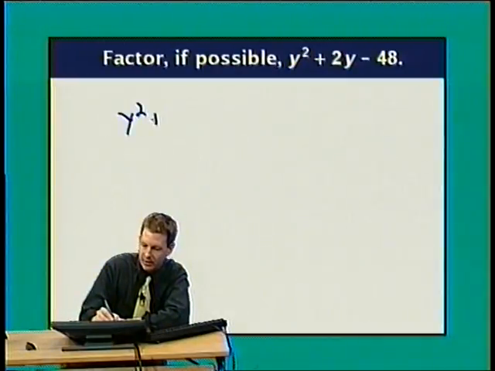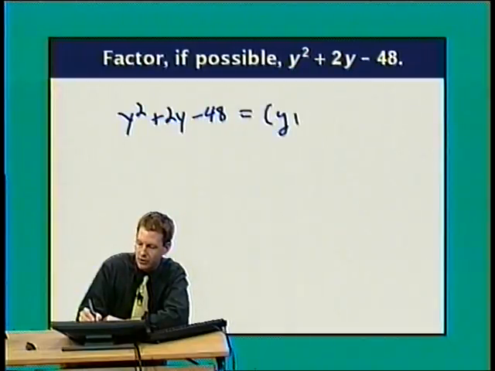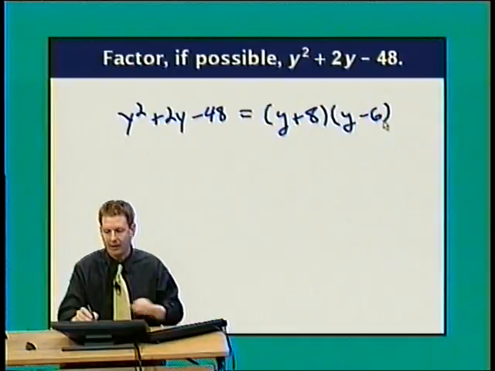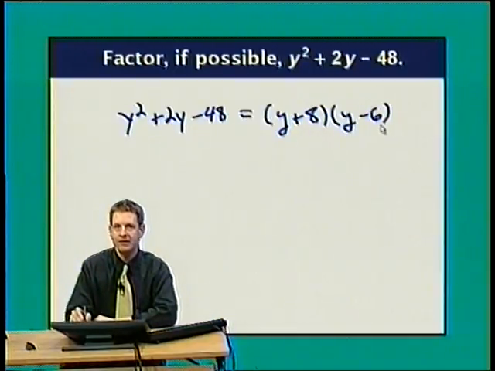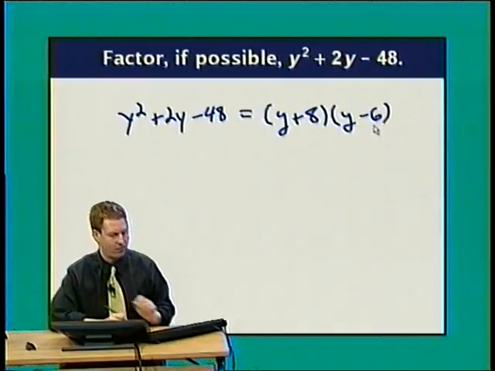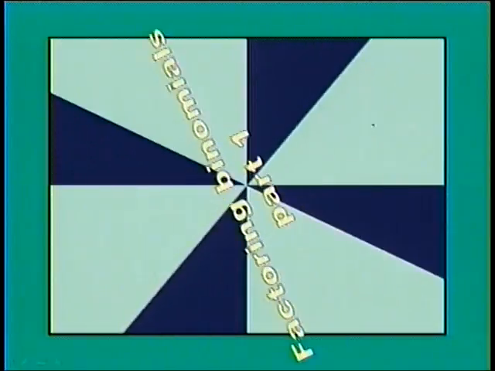y squared plus 2y minus 48 must factor into y plus 8 times y minus 6. Let's check. y squared minus 6y plus 8y is 2y. 8 times minus 6 is minus 48.